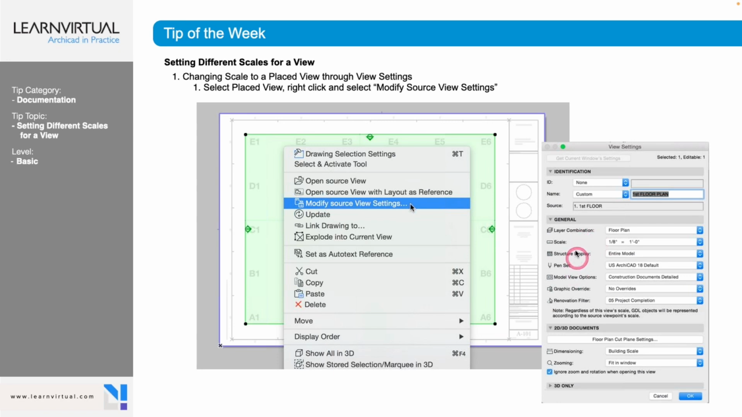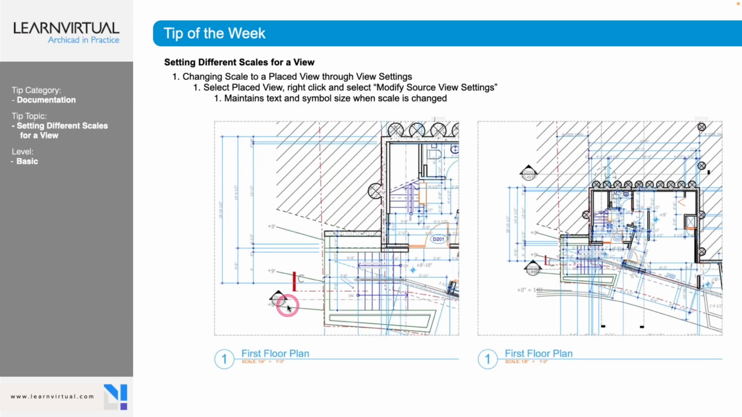We save each view with a specific scale. In this case, the scale was saved at a 1/8 inch scale. Then when we go to bring that view onto our drawing set, we can modify our source view settings. So we're going to place our drawing, right click on it, and go to modify source view settings. This is going to automatically change how that view was saved.